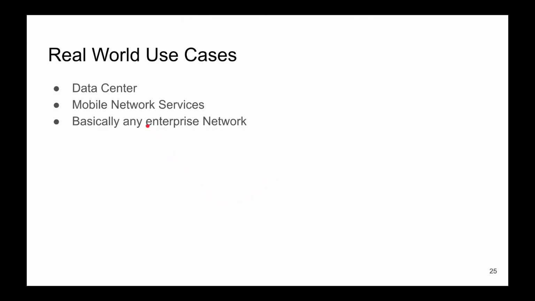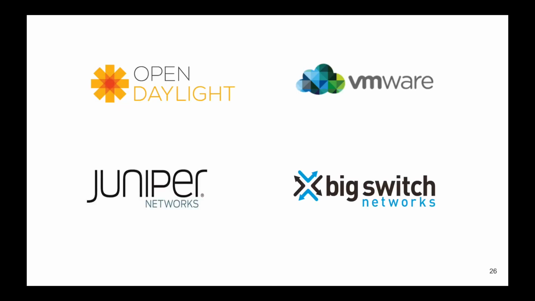So SDN has been put into practice, whether in data centers, mobile network services, or basically any enterprise network. The goal is to gain automation and better insight to make smarter network decisions. Here are some SDN vendors who have been working on SDN solutions in the market. There are many others, of course, including Cisco. And for example, Google and Amazon use SDN in-house with their own architecture.